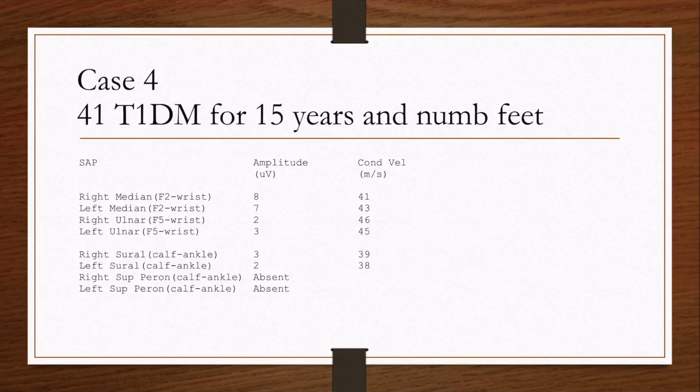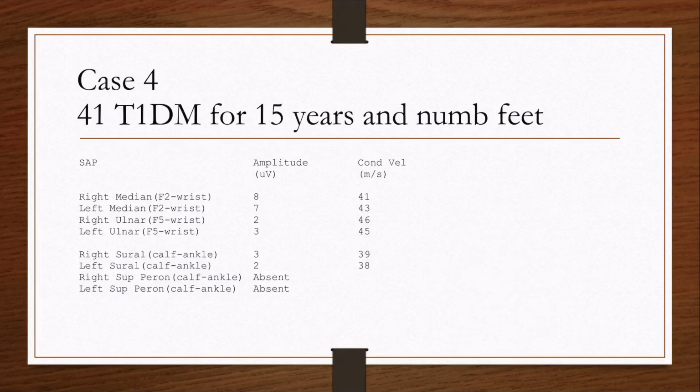Let's have a look at case 4 now. We've got a 41-year-old type 1 diabetic patient who's had diabetes for about 15 years and has numb feet. So let's start at the bottom. Superficial peroneals, both sides are absent, so there's a neuropathy going on over here. Sural responses over here are reduced as well.